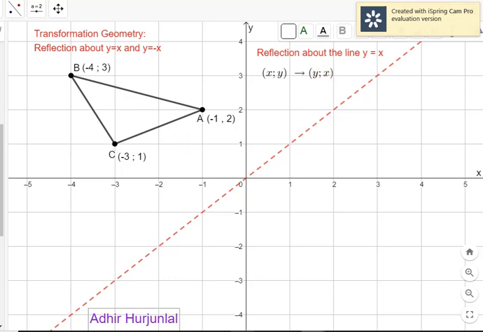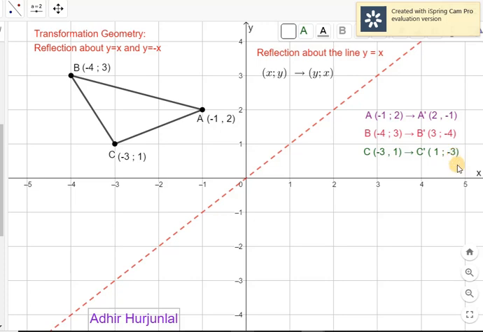To start off with, point A is given as (minus 1, 2). All that happens is I put the 2 first, and then I put the minus 1 next, where this now becomes my transformed x coordinate and my transformed y coordinate. Let's look at point B. Point B is represented by (minus 4, 3). I simply swap them around. Likewise, point C is (minus 3, 1). I swap them around. I put the 1 first and the minus 3.